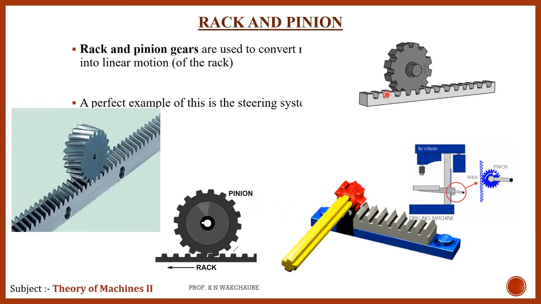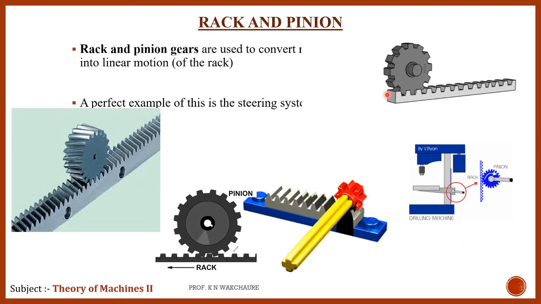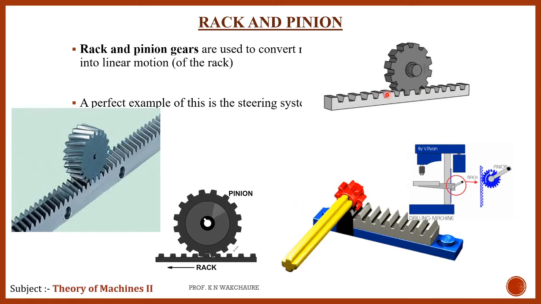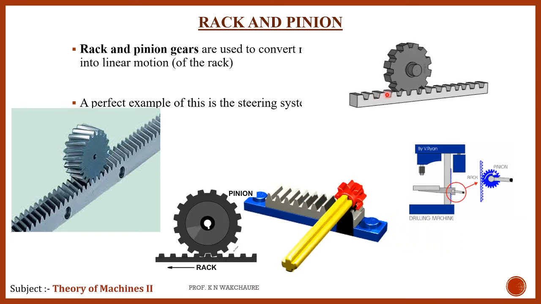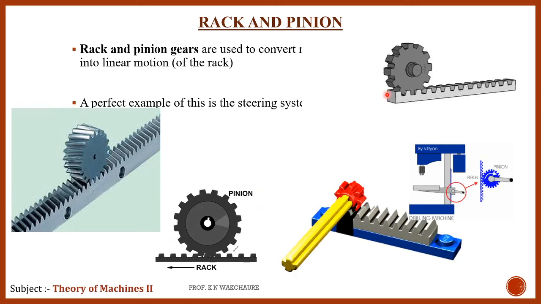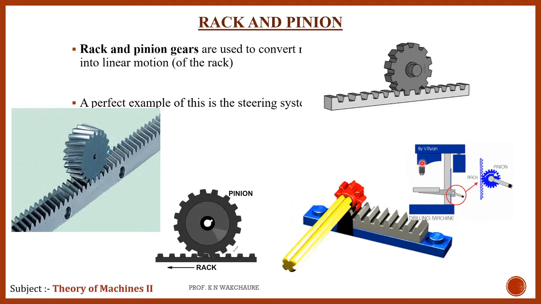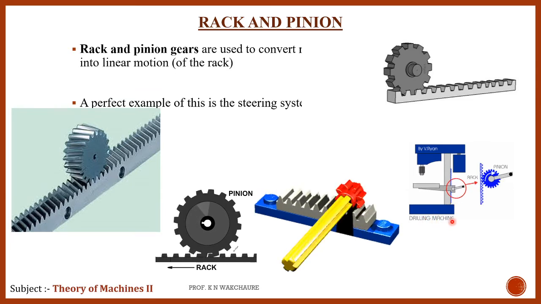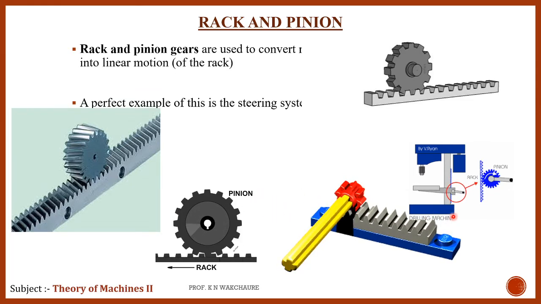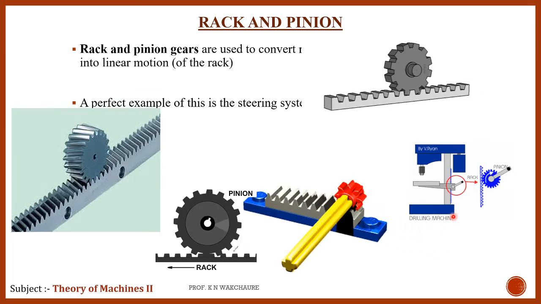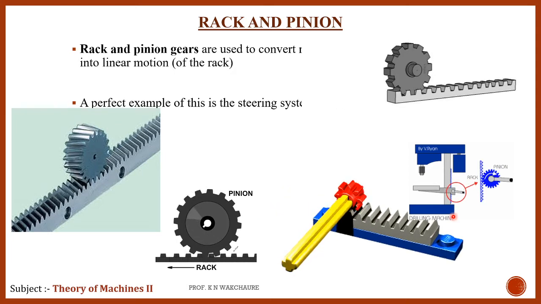Next one is the rack and pinion. Rack and pinion is used to convert rotary motion into linear motion, or linear motion into rotary motion. You will find its application in the drilling machine. Again, in the steering gear mechanism, you will find the application of rack and pinion.